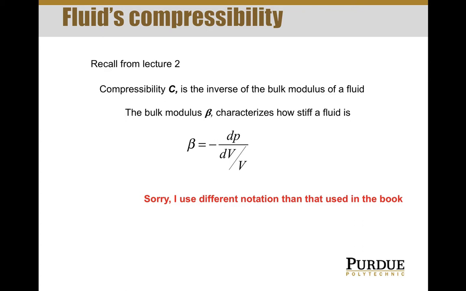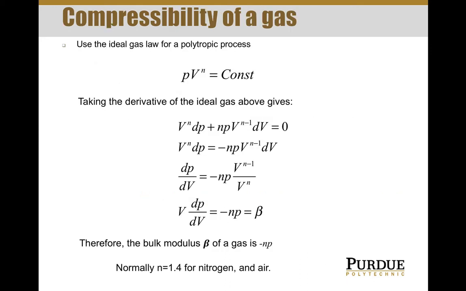And so I'm sorry I used a different notation than the one used in the book. In the book, they use the Greek letter beta for compressibility, which I have as C in this slide, and capital letter B for the bulk modulus, which I use for beta. I think this is a better notation, and I'm going to stick to it. And the negative sign, of course, means that when you're compressing the fluid, the volume is contracting, and therefore you have a negative sign in there.